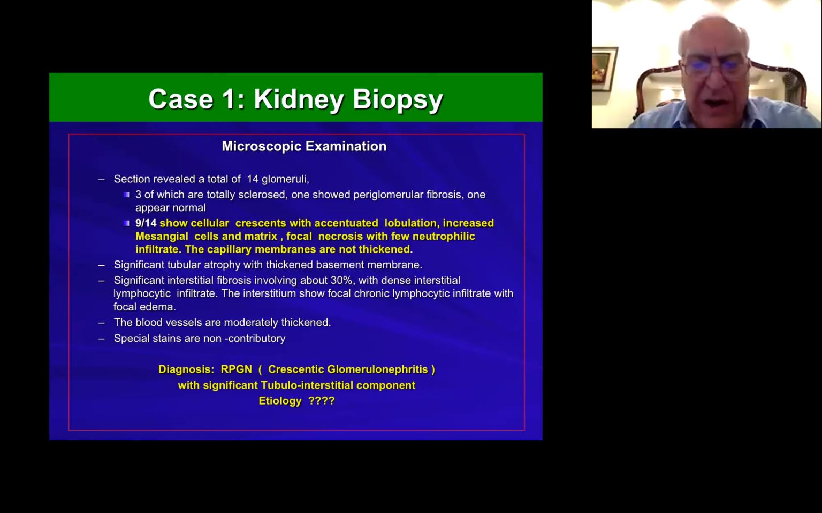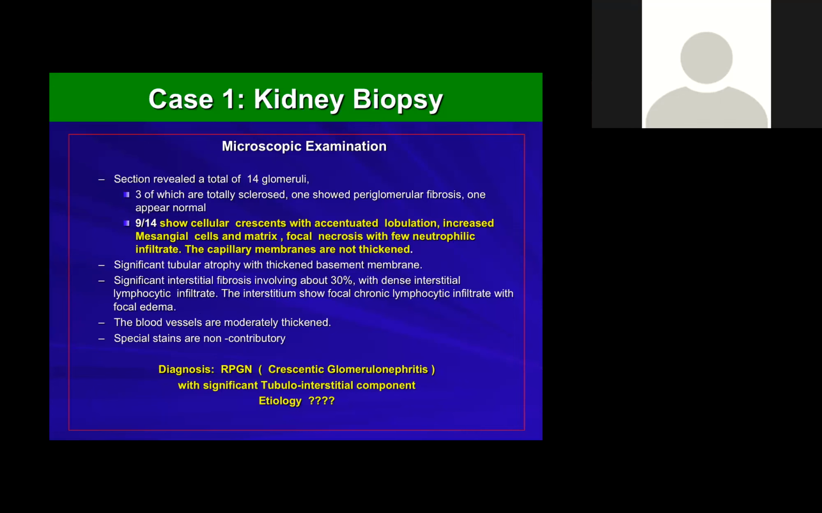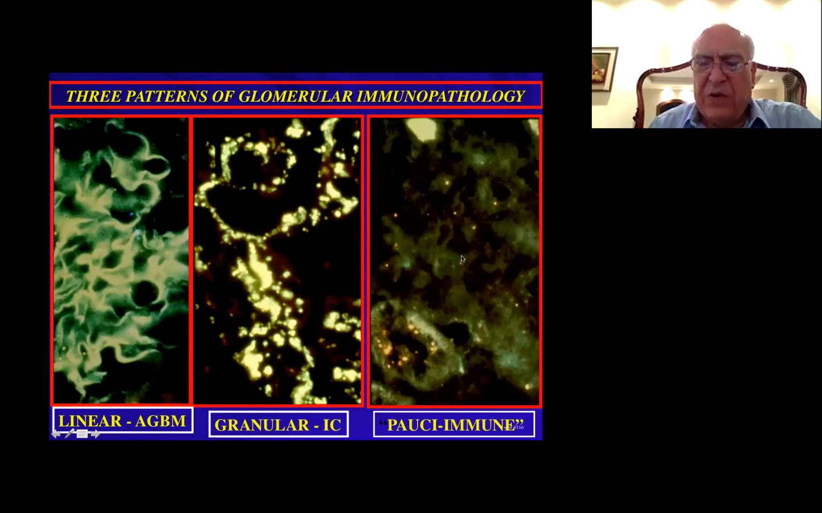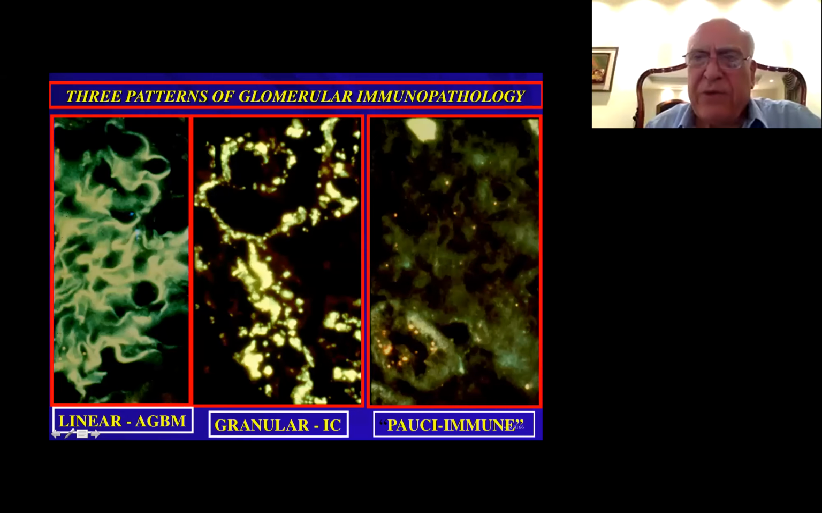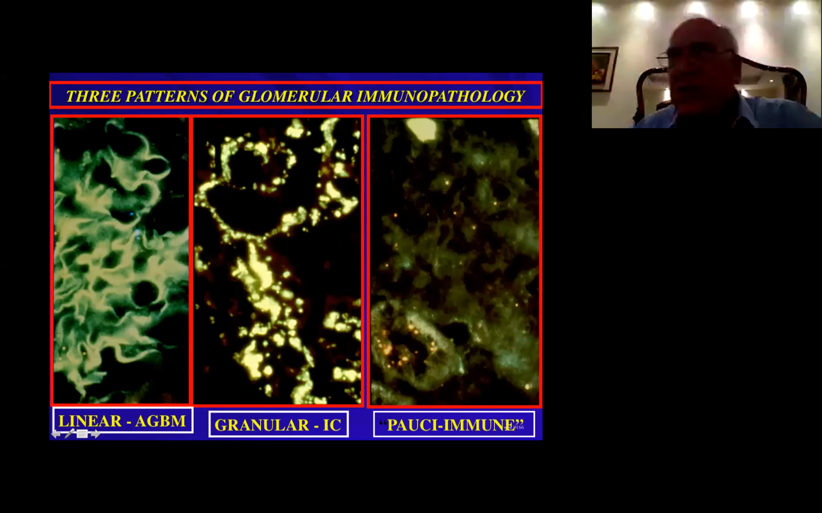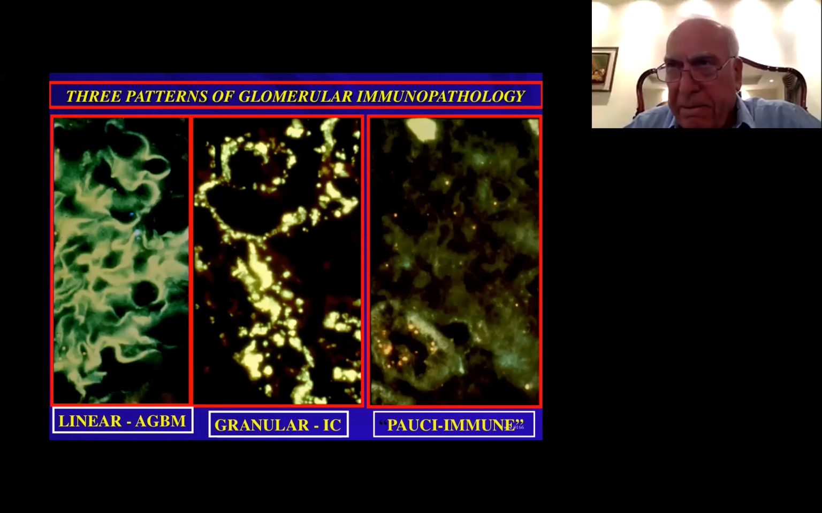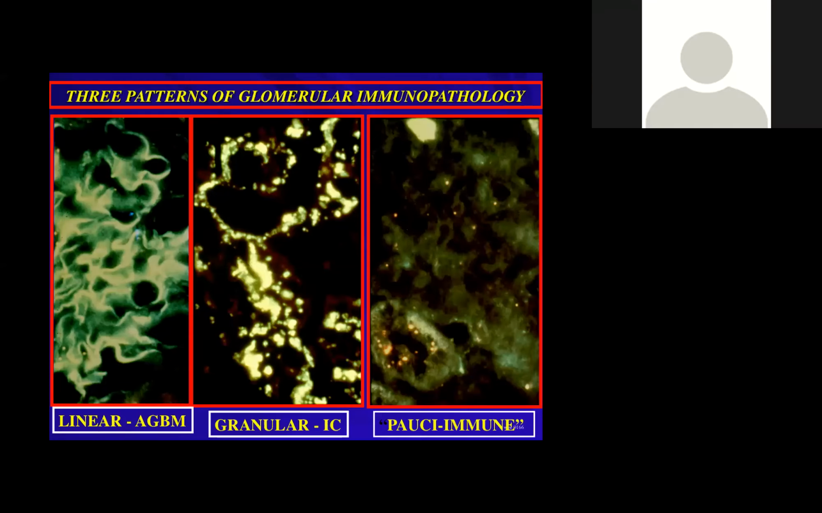Now, RPGN on top of chronic disease. As I mentioned, when we have RPGN, is it linear? Is it immune complex or pauci-immune? So our next step will be what? What will you ask the pathologist for?